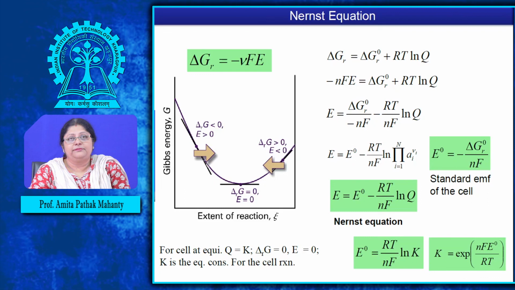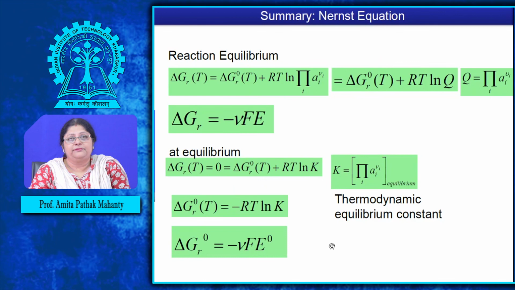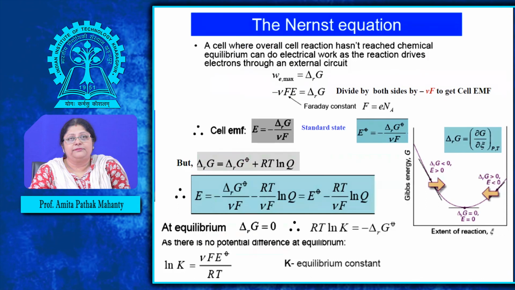Okay, this is something which you need to remember. This is the summary of whatever we have just now discussed, summarized in one page. This is what we were just now talking about. A cell, it is a repeat of whatever we have just now discussed.